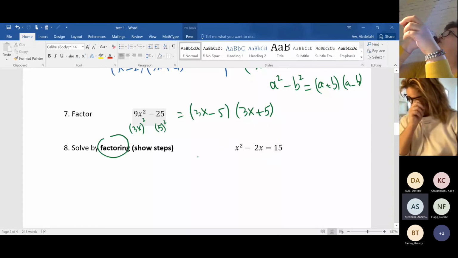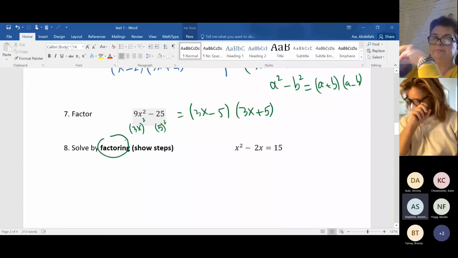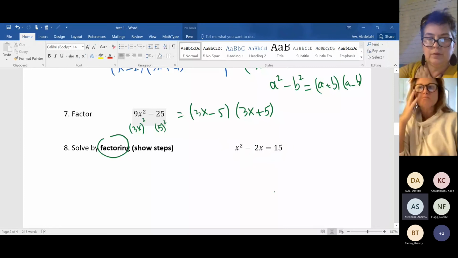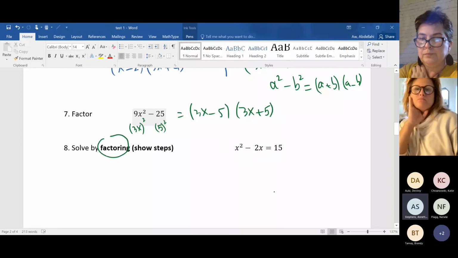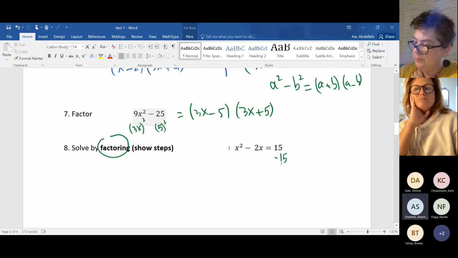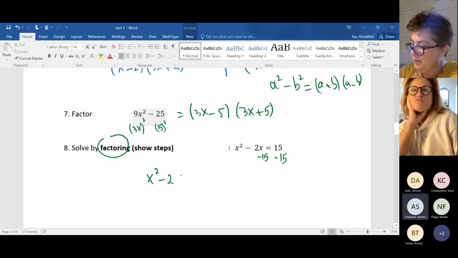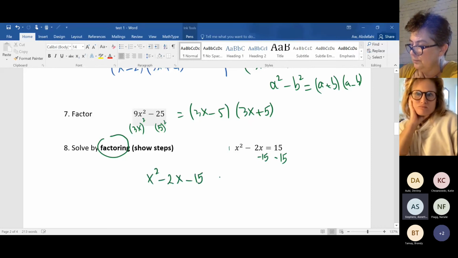I would do that. So now, if you want to solve by factoring, what do we have to have on one side before you factor? Zero. Thank you. We have to have 0 on one side. For instance, here we're going to subtract 15 from both sides. We get x squared minus 2x minus 15 is equal to 0. Now we factor, right?